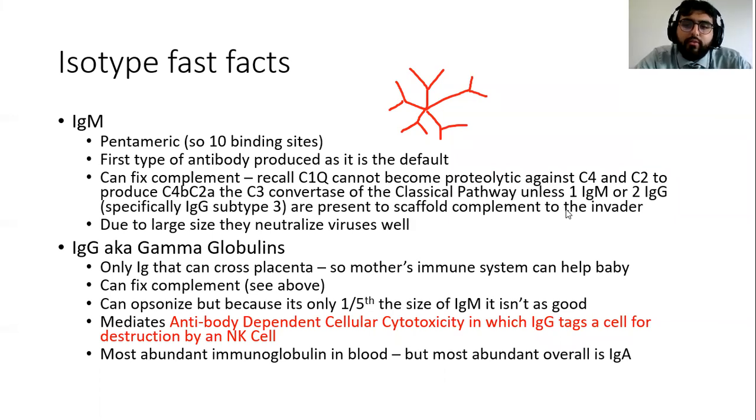And it's the first type of antibody produced by the cells in the immune response. It can fix complement. So you have to recall that C1q in the classical pathway cannot become proteolytic against C4 and C2 unless C1q has scaffolded or docked onto two IgGs or one IgM, right? And because the IgM is so big, with 10 binding sites, it almost has like 10 arms, if you will. That means it can grab onto a virus or something in 10 different places, like hugging it, and that really debilitates it. So it's a very good neutralizing type of antibody, as opposed to IgG, which is a monomer, so it looks just like one-fifth of what we drew above.